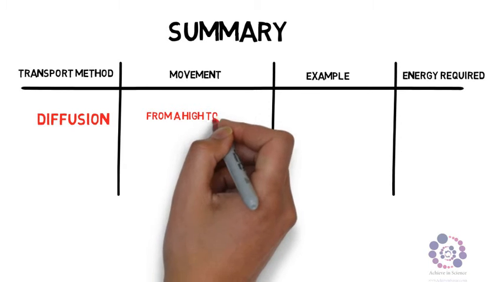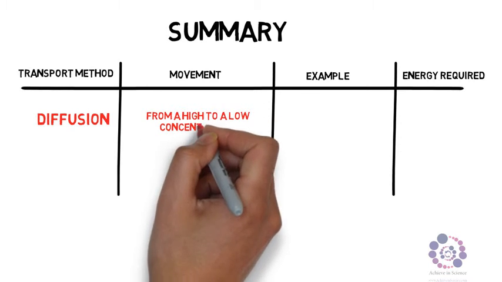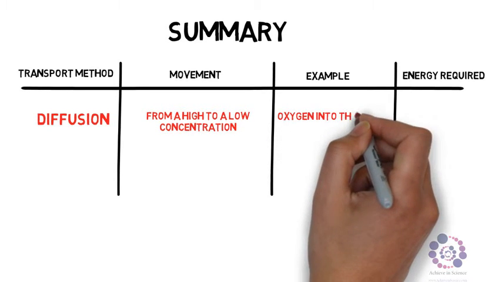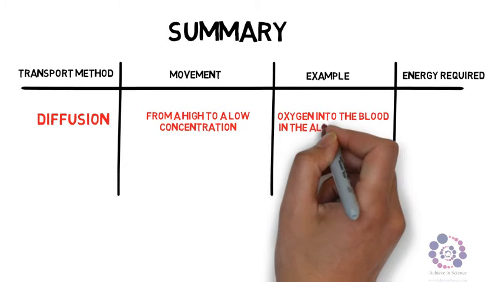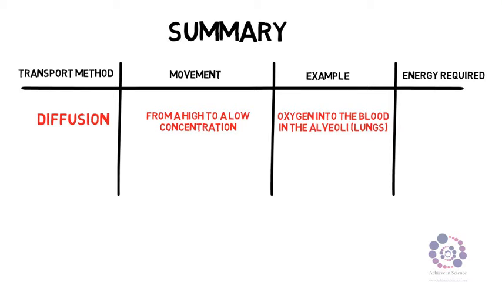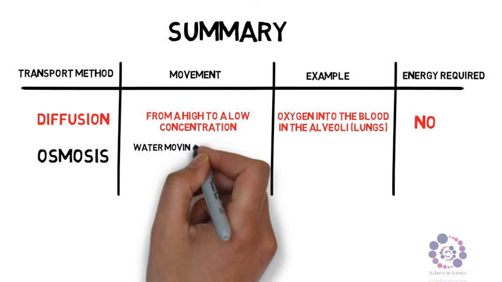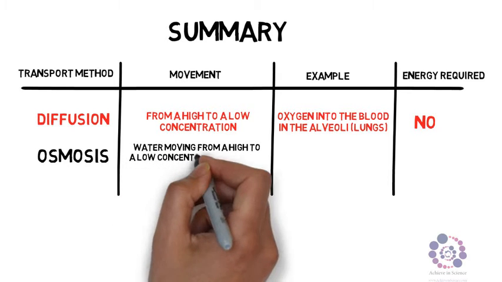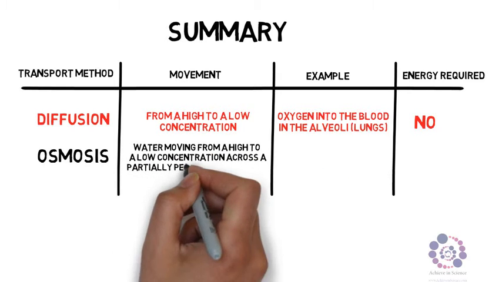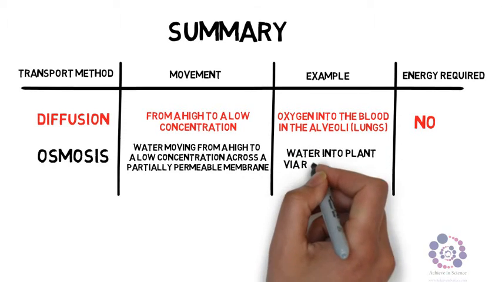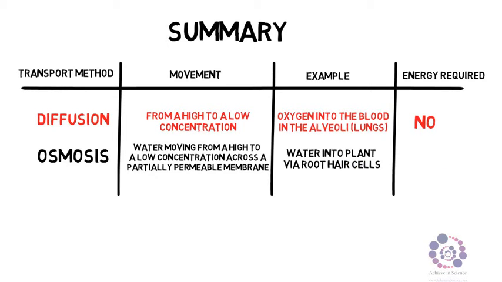It moved things from a high concentration to a low concentration naturally. Examples of this include things like oxygen moving into our blood within the alveoli, within our lungs. And this was a natural process, and so it didn't require any energy. Next, osmosis. This again was movement from a high concentration to a low concentration, but on this occasion this was only to do with water, and it was across a partially permeable membrane. The example was water moving into our roots, and again it didn't require energy.